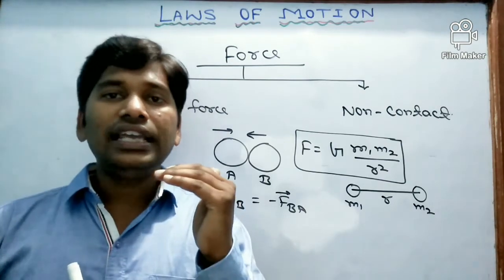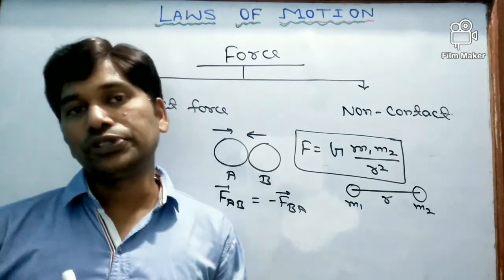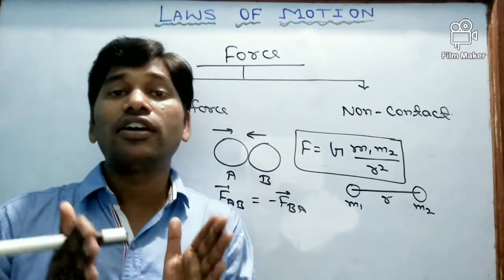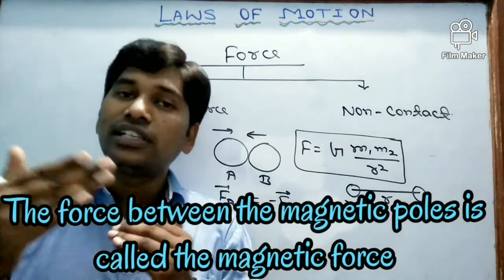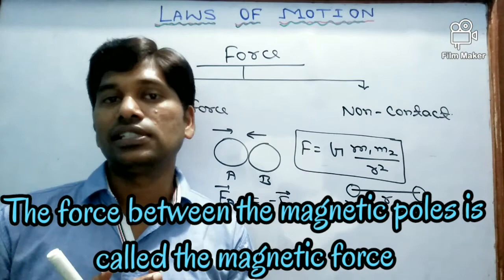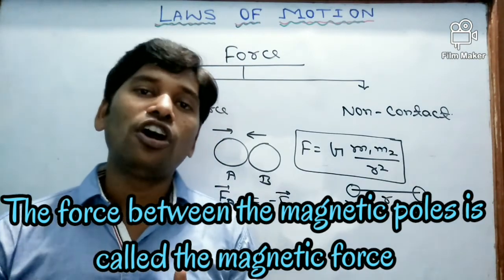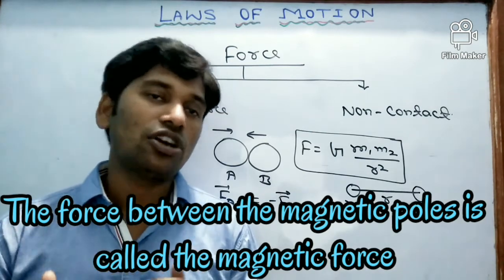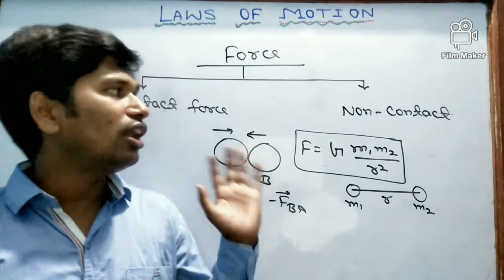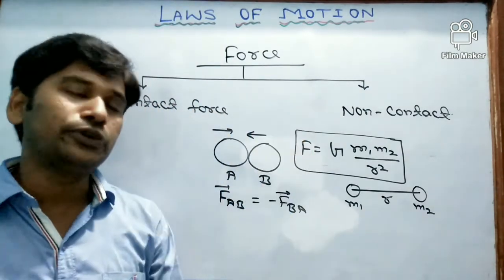One more example of non-contact force is magnetic force. As we all know, a magnet can attract or repel another magnet from a distance, or it can attract a magnetic substance from a distance. That's why magnetic force is also an example of force at a distance or non-contact force. So this is all about force and contact and non-contact force.